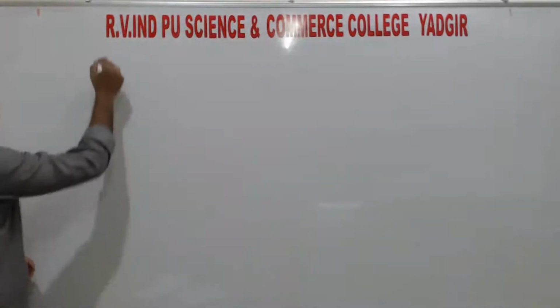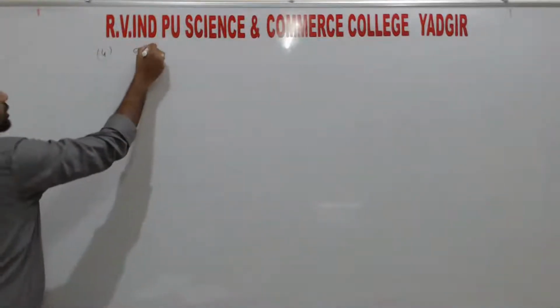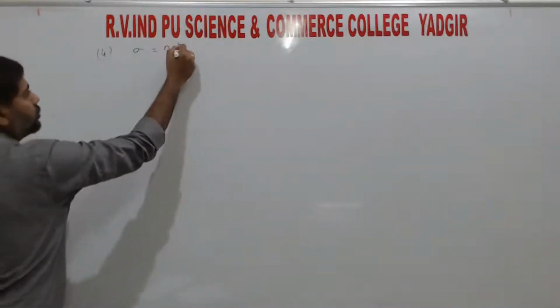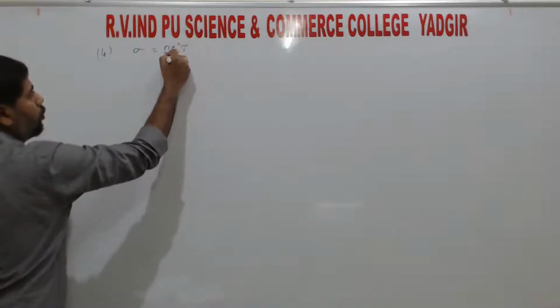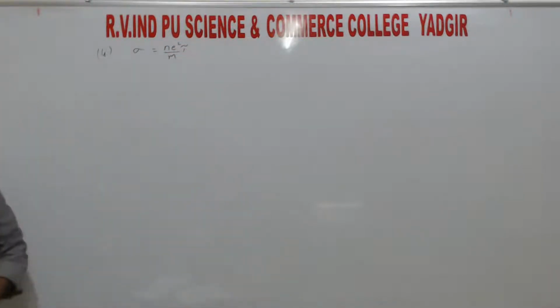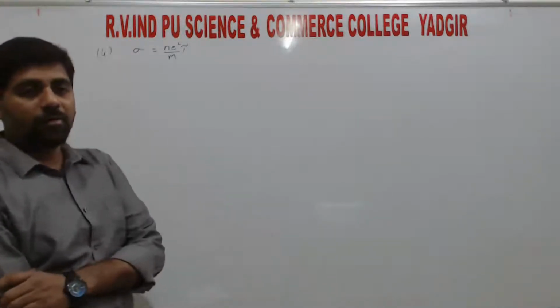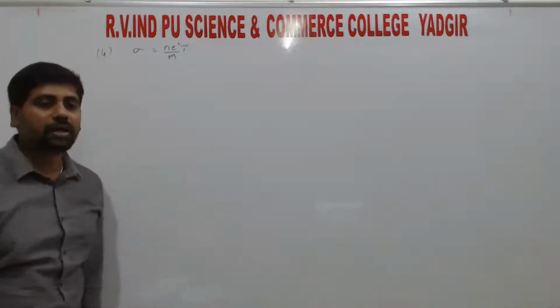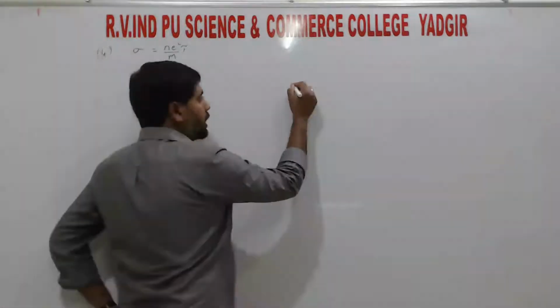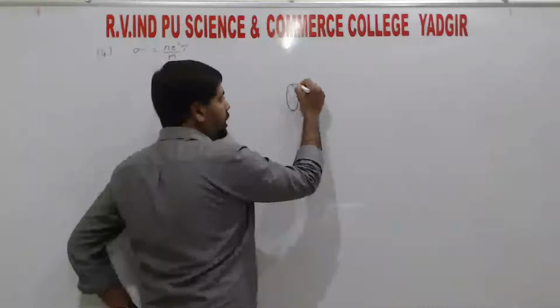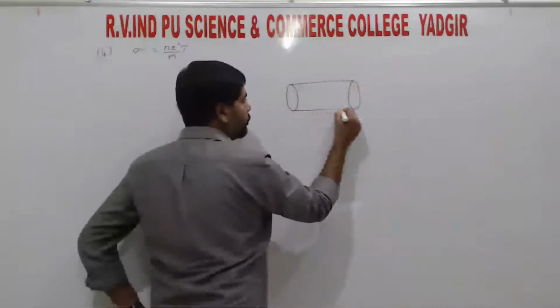So question number 4, right? Sigma is equal to n e square tau by m, right? So tau is the relaxation time or mean free path time, right? So consider one conductor having the length L, cross section A, right?